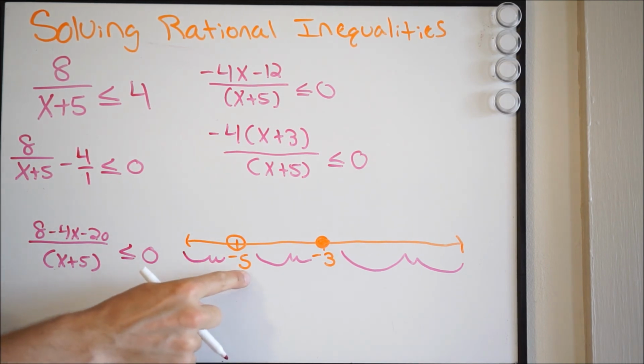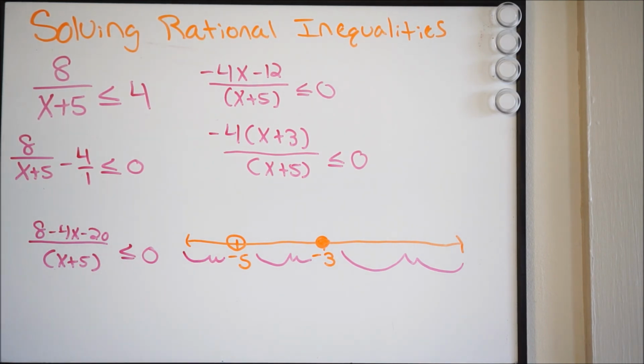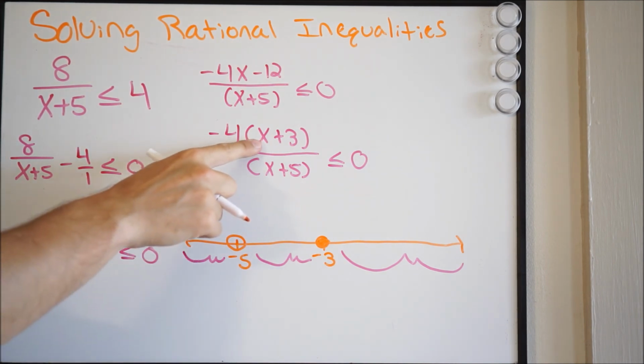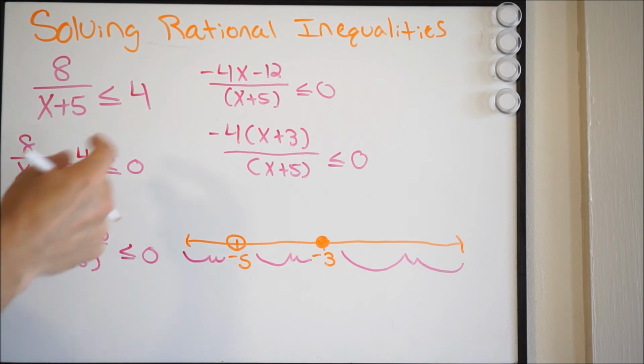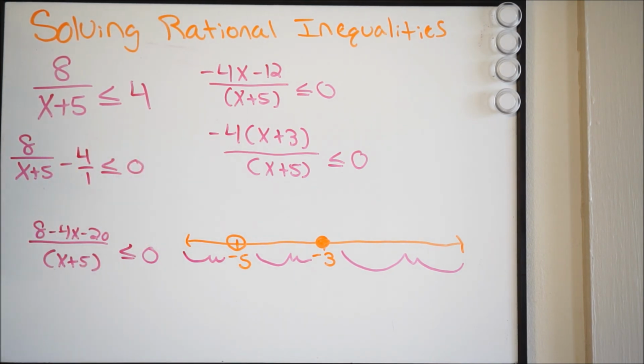So testing to the left of negative 5. Again, we're just doing a sign analysis here. So let's just plug in negative 6. So if I plug in a negative 6 here, what happens? Well, this becomes negative 6 plus 3, which is negative 3, right? And then negative 3 times a negative 4, well, that will be positive, right? So I'm going to positive on the top. Negative 6 plus 5 is going to be negative. So look what happens here. Positive divided by negative is always going to be negative, right? Does this satisfy the inequality? Is a negative going to be less than or equal to 0? And that's true, right? A negative will always be less than or equal to 0. So this region checks out.